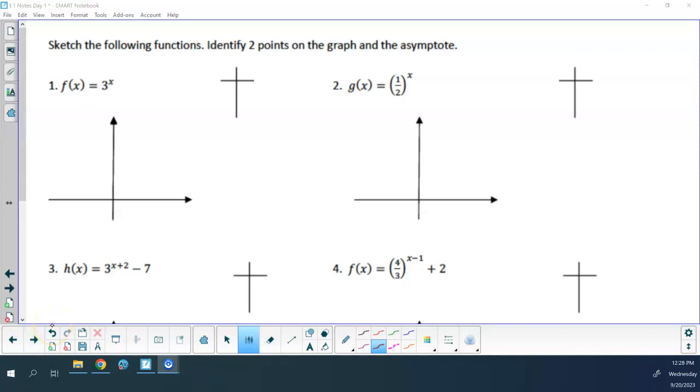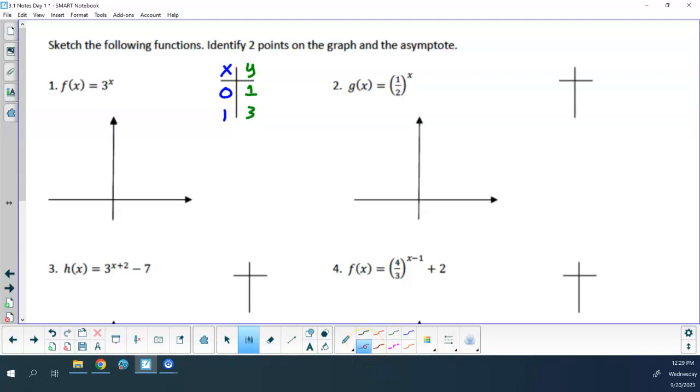In number 1, the x value that we would need to make the exponent be 0 would be 0. The x value to make it 1 would be 1. So if we plug those in, then we would get y here. 3 to the 0 power is 1. 3 to the first power is 3.